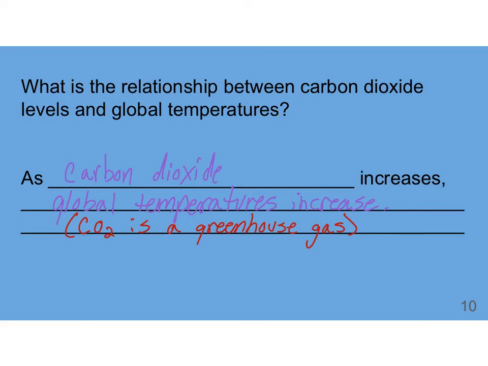What is the relationship between carbon dioxide levels and global temperatures? Okay, this kind of brings back our unit on climate change. The answer is, as carbon dioxide increases, global temperatures increase. This is because CO2 is a greenhouse gas. If you remember, greenhouse gases absorb heat from the sun. And so the more carbon that's in the atmosphere as carbon dioxide, the more the temperatures are going to rise because it's absorbing that heat rather than it just getting reflected back out into space.